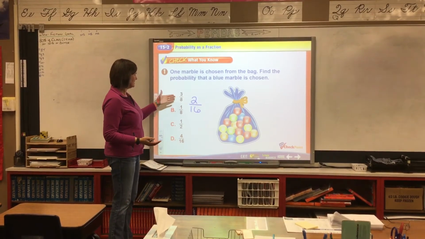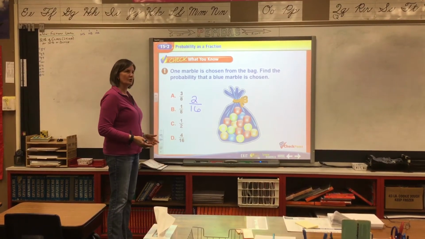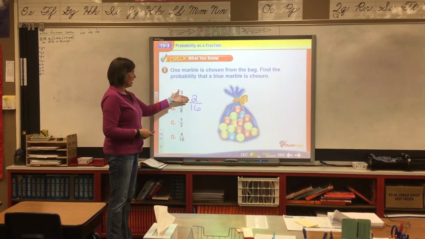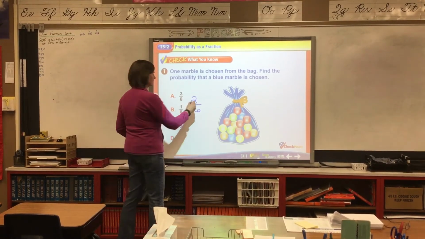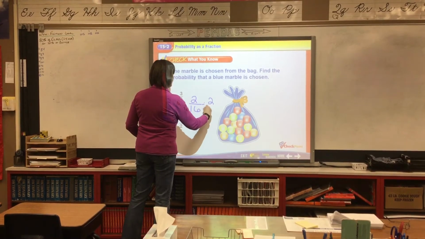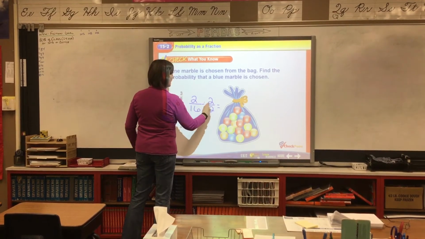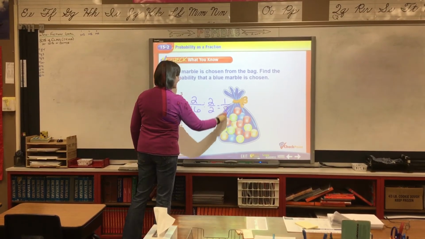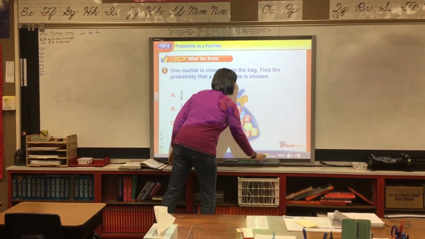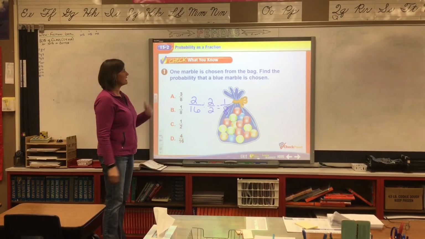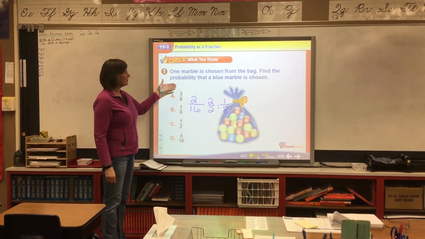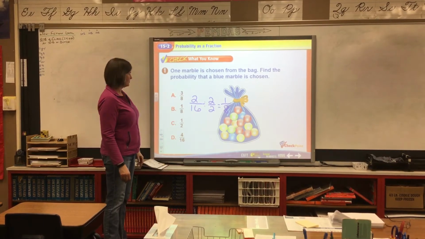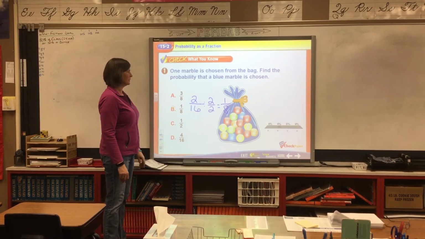But I don't see 2/16 as one of our answer choices. Why? It's not simplified. What number goes into both 2 and 16? 2. So we divide that down. What is 2 divided by 2? 1. And 16 divided by 2 is 8. Is 1 eighth in simplest form? Yes, we know it is because it has a 1 on top. So the probability that a blue marble is chosen out of this bag of marbles would be 1 eighth. Letter B.